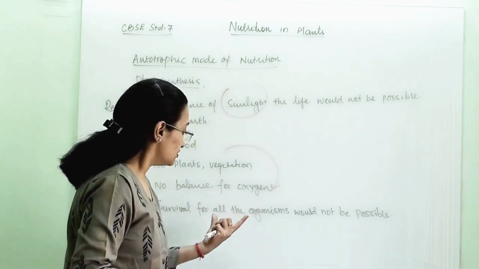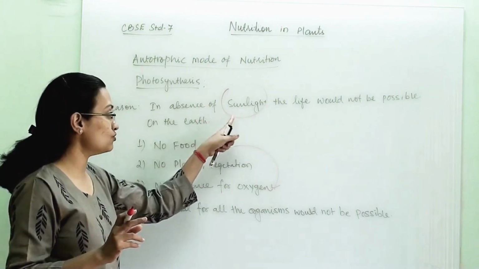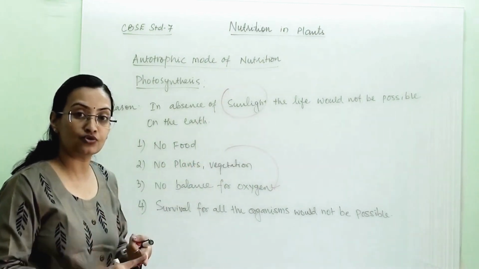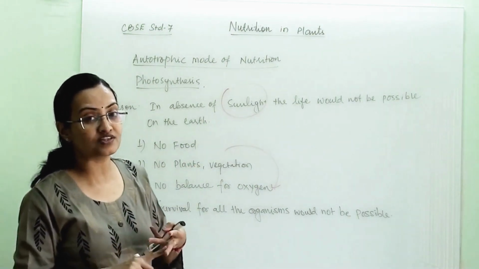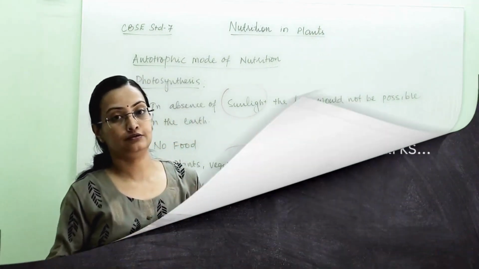So the first key of the food chain is the sunlight. If there is no sunlight, then there will be no photosynthesis, no plants, no vegetation, and no organisms will survive on the earth.